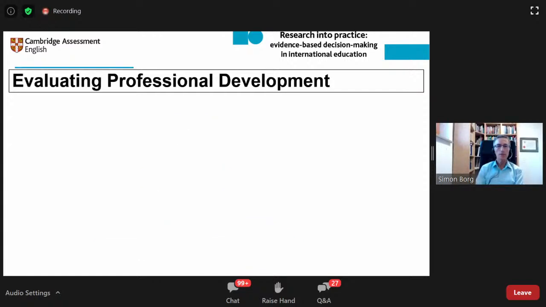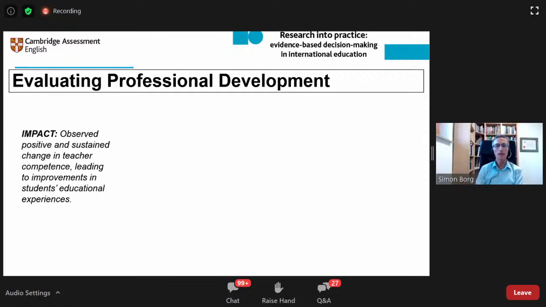The final point I'd like to comment on briefly is the importance of evaluating professional development. This is central to much of the work I do. As I said, as a consultant, a lot of my work involves evaluating systemic professional development initiatives around the world. And when we are evaluating professional development, our concern is impact. We're looking for evidence of impact. And by impact, as you can see here, what I mean is observed or observable, positive and sustained change in teacher competence, leading to improvements in students' educational experience. So that's what we're looking for when we're evaluating professional development programs.